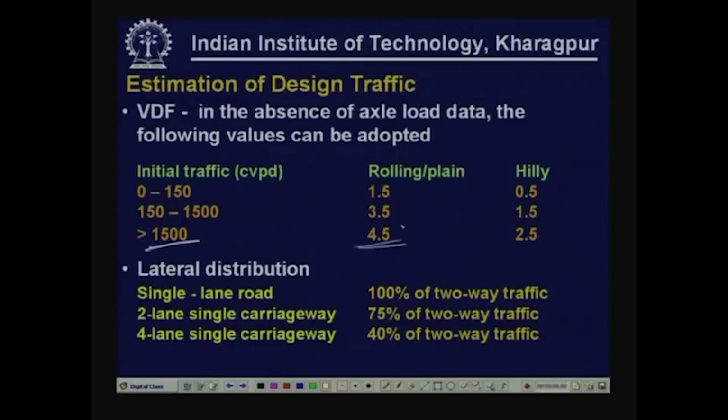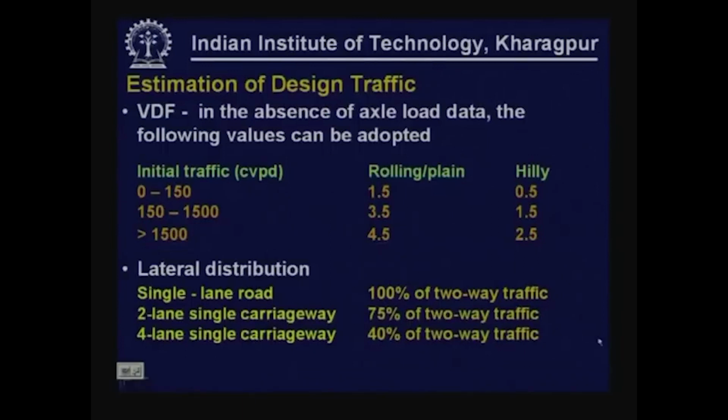Similarly, for lateral distribution, for single lane road, 100% of the total two-way volume has to be considered. For two-lane road, single carriageway, 75% of total two-way traffic has to be considered. For four-lane single carriageway, 40% of total two-way traffic has to be considered.